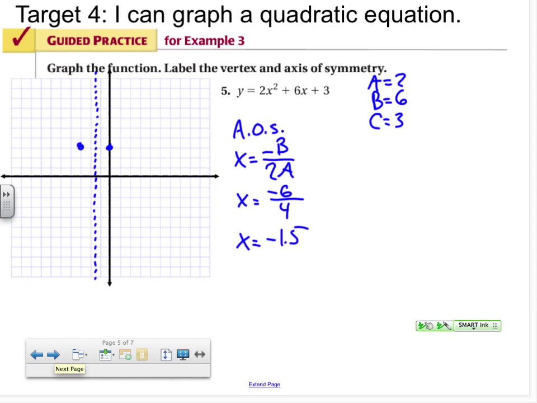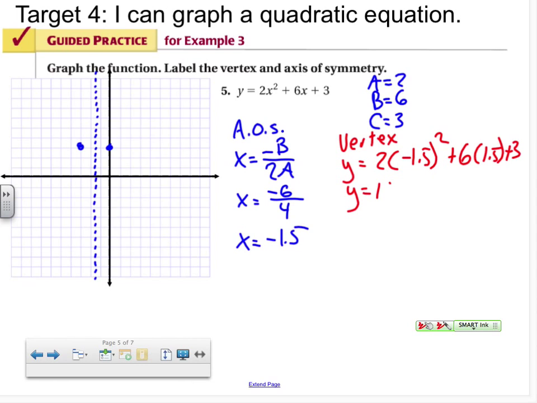Let's find our vertex. All we need to do is plug and chug. This one's a little less easy to do in our head. So we got 2 times negative 1.5 squared plus 6 times 1.5 plus 3. 2 times negative 1.5 squared, remember, that's going to be positive because we're squaring it. Plus 6 times 1.5 plus 3, that brings us 16.5. So our vertex is at negative 1.5, 16.5, which is somewhere up here.